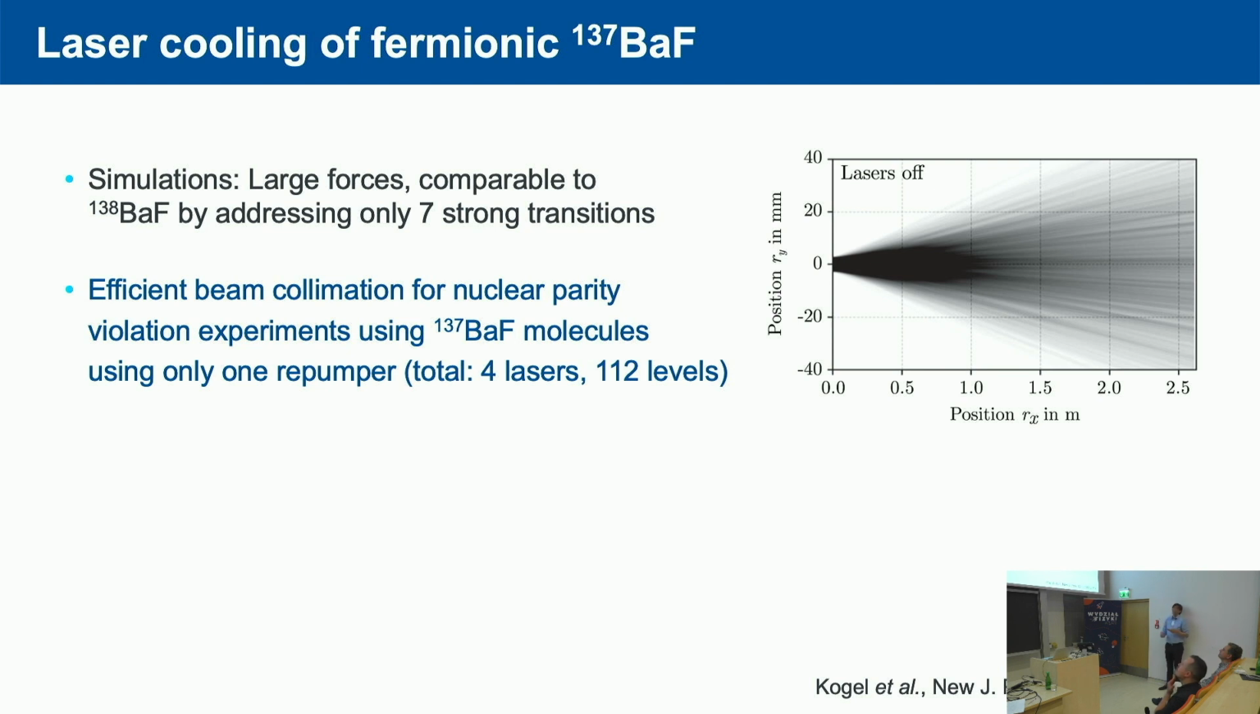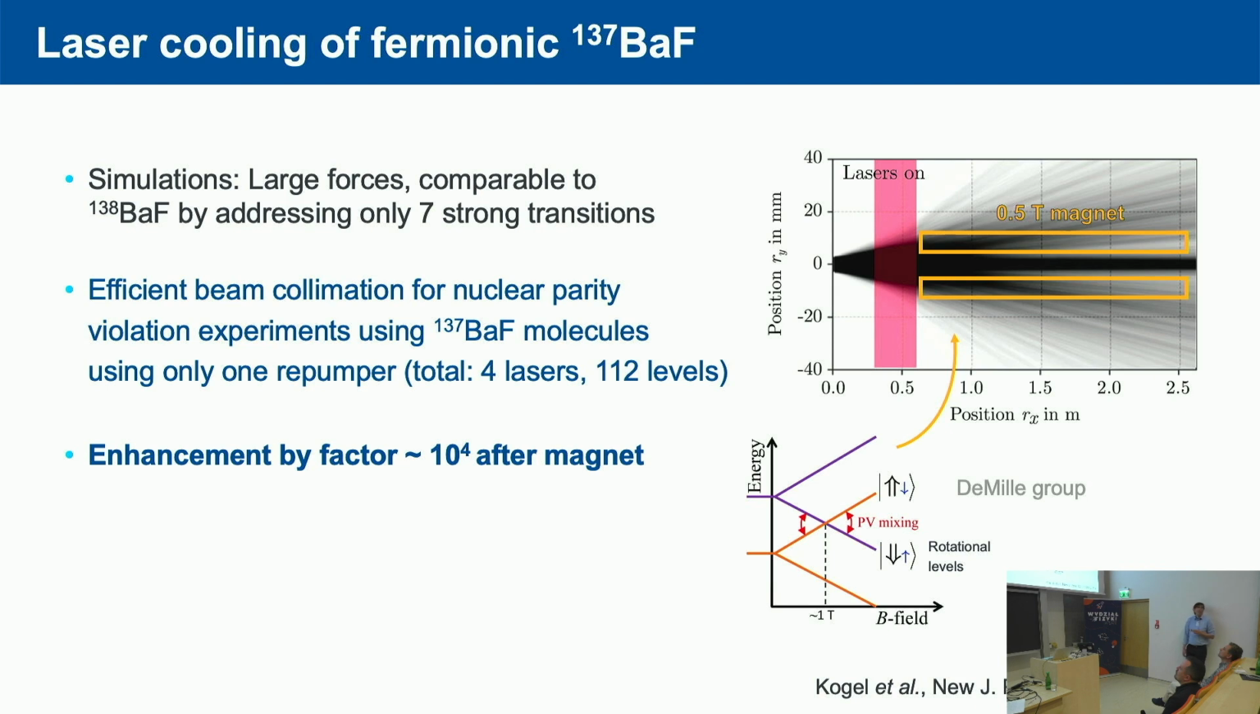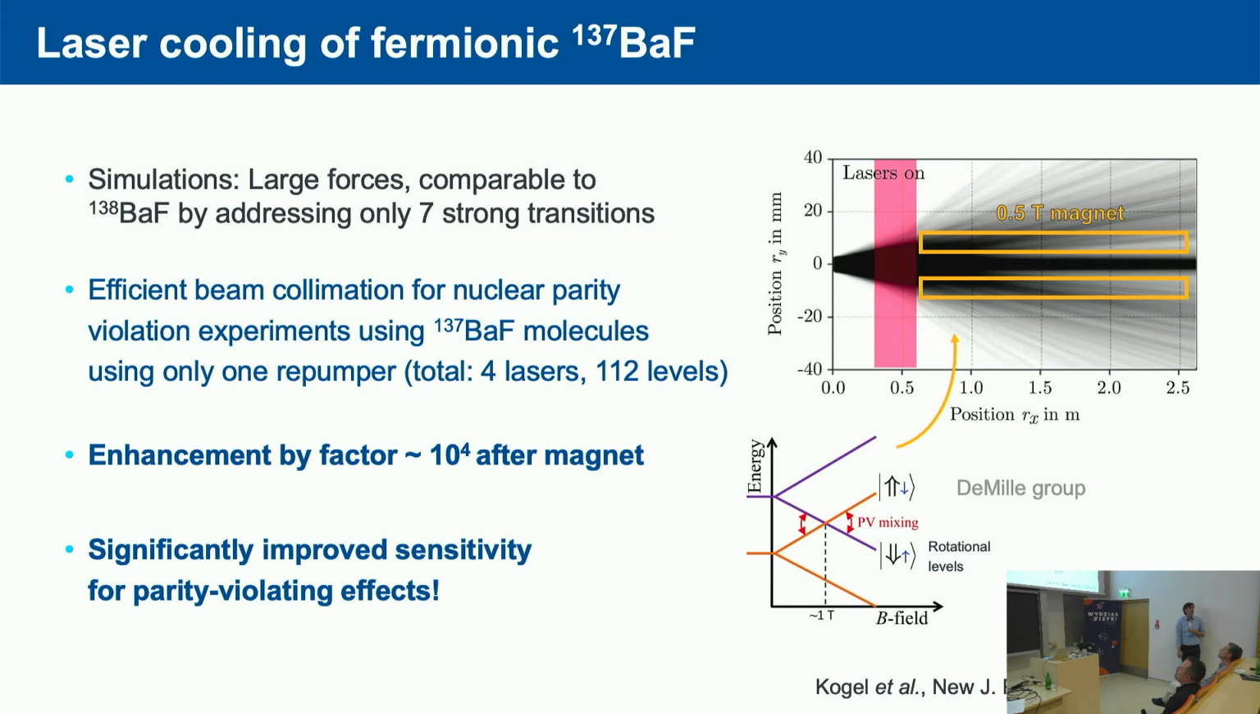And so you have your normal diverging molecular beam. And for the measurements that you want to do with this species, the parity violation measurements, I said you want to put this into a magnet. And these magnets are usually very long. And so behind these magnets, normally there's not much signal left, unfortunately. But now if you apply laser cooling, based on these simulations, you can really enhance the number of molecules by a factor of 10^4 behind this magnet, at least in simulation. Maybe it ends up being a factor of 300, like in YbF, but it's still very significant and will very significantly improve the sensitivity for parity violating effects.